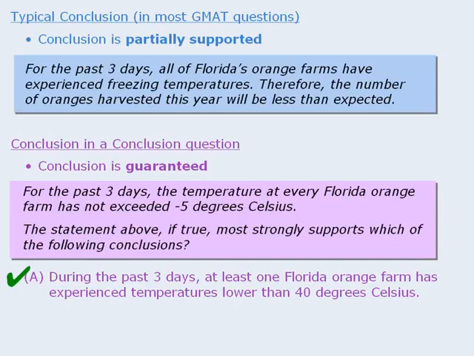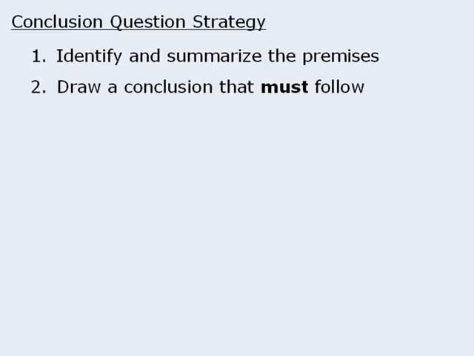Okay, so now let's examine the strategy for solving conclusion questions. Our first step will be to identify and summarize the given premises. The next step, if at all possible, is to draw your own conclusion from the given premises. Just remember to draw a conclusion that must follow from the premises. Now this is an important step, because if you're able to draw the correct conclusion before checking the answer choices, then you need only identify that conclusion among the answer choices. This is much faster than determining whether or not each answer choice is the correct answer.